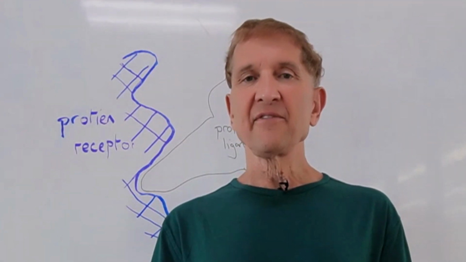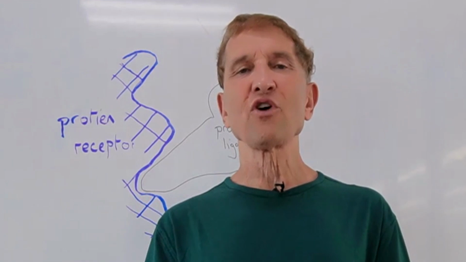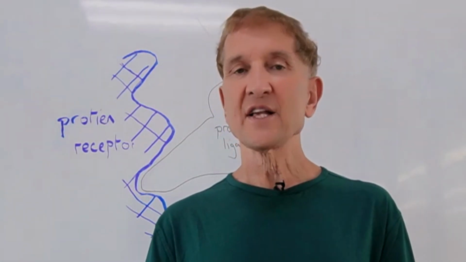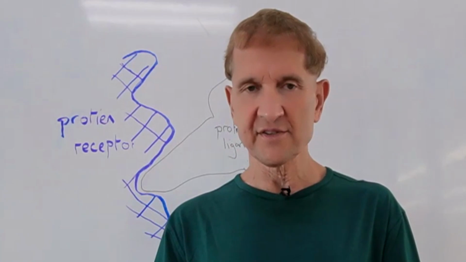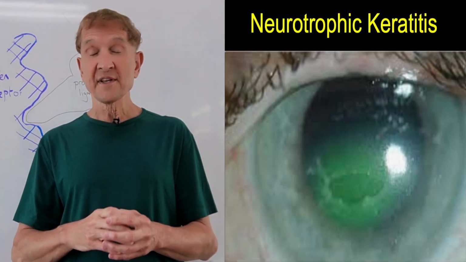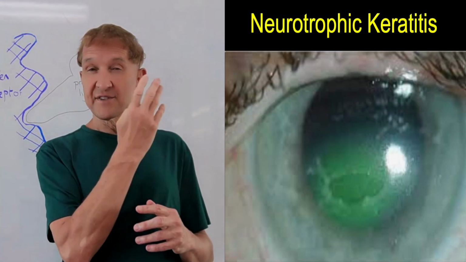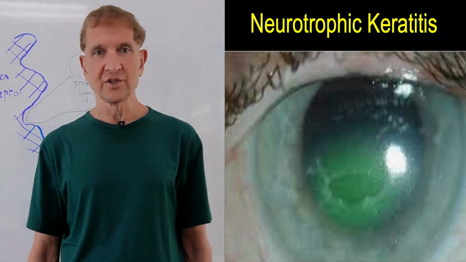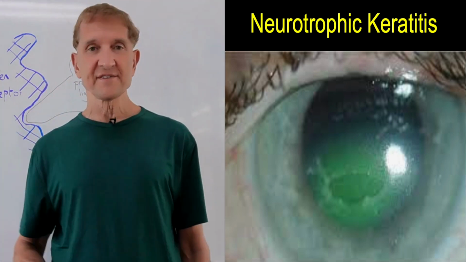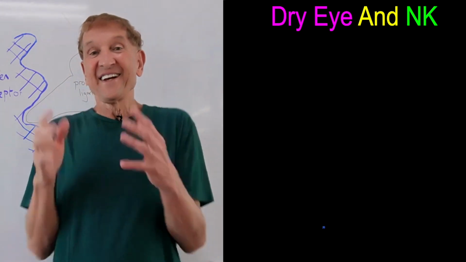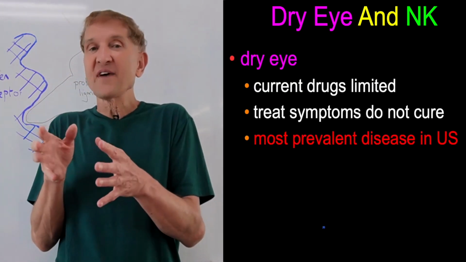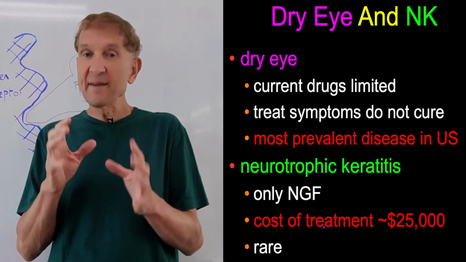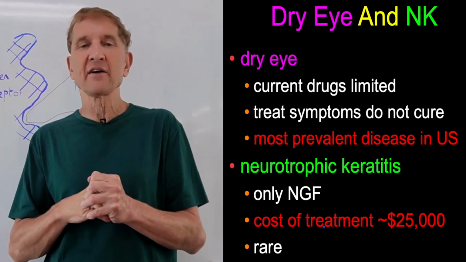Dry eye, if it goes on for too long, chronic dry eye may turn into something much more serious, and that's neurotrophic keratitis. In neurotrophic keratitis, patients' corneas turn green and they start to go blind. It's a very serious condition. There is a cure for this though, and the cure is nerve growth factor. Nerve growth factor, humanized, really expensive drug, but it can be used to treat neurotrophic keratitis.